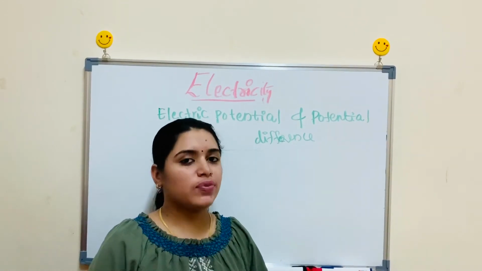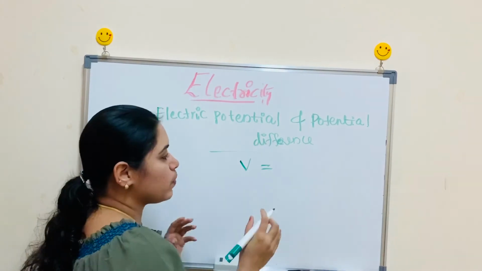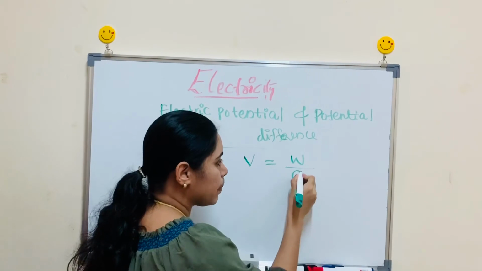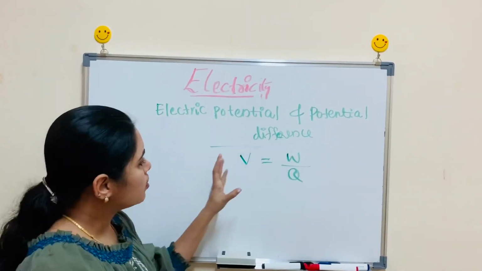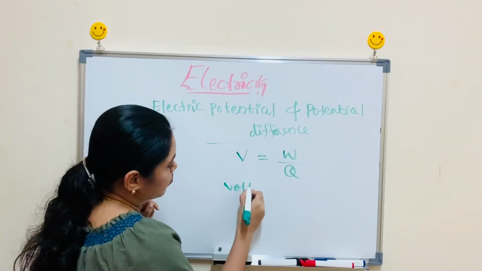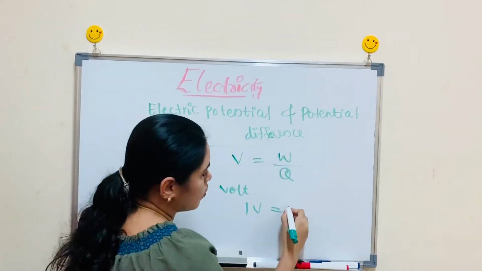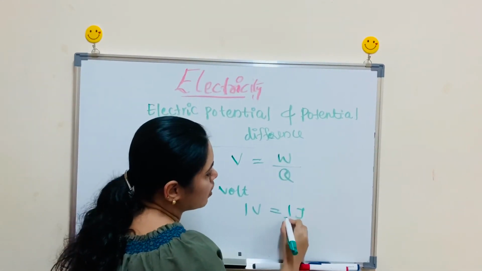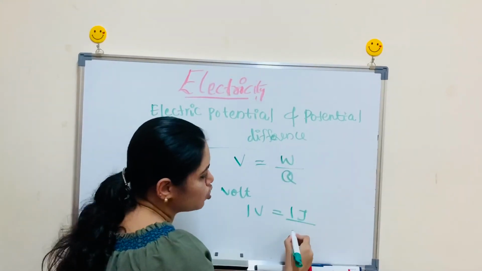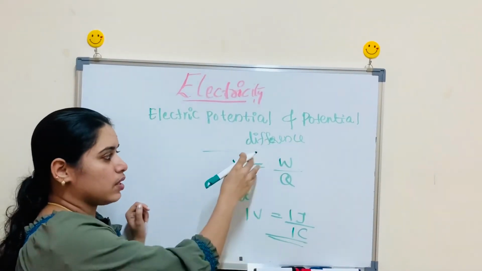The potential difference is denoted by the letter V. The potential difference between 2 points, V, is equal to the work done divided by the charge. Then the unit of potential difference is volt. So how can we write it? 1 volt is equal to 1 joule. The unit of work is joule and the unit of charge is coulomb. Then 1 joule per 1 coulomb defines the 1 volt potential difference.